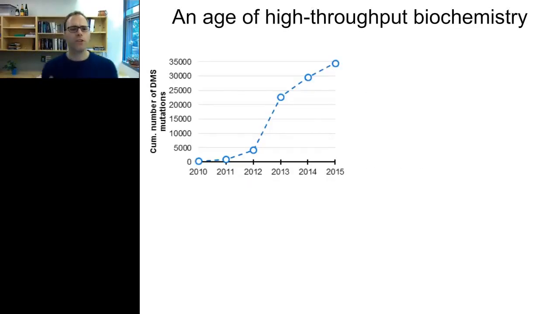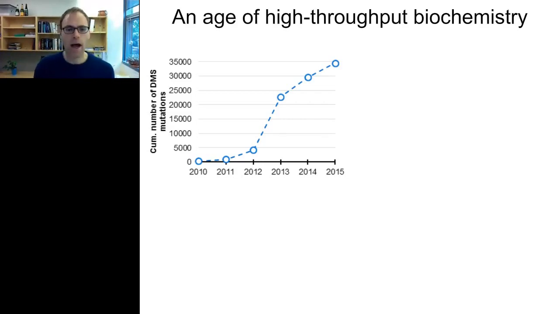I hope the first part of my talk convinced you that we're living in an age of high-throughput biochemistry, where we can measure the effects of mutations at a very large scale. This first plot here is just the cumulative number of single mutations collected by deep mutational scanning approaches in the last 5 years, and that's rapidly climbed to 35,000. If you were to include multiple mutations, then this plot would go into the millions, but we restricted ourselves to single mutations here because we didn't want to be confounded by the effects of multiple mutations in training our predictor.